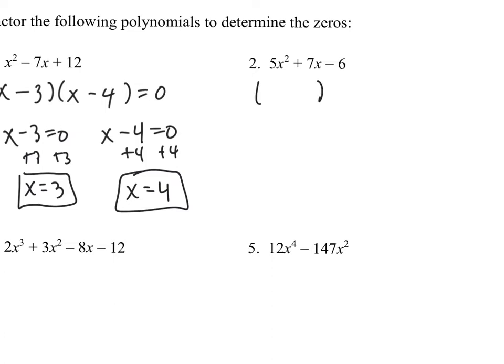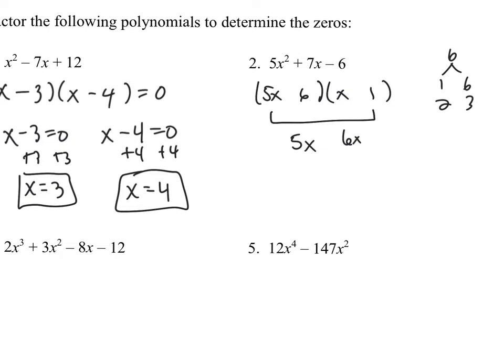Also factor this one, so 5x squared, to get 5x squared, it's going to be 5x and x. And then to get negative 6, we've got a couple options. We can do 1 and 6 or 2 and 3. And so 1 and 6 add up to 7, but the problem is, if we put a 1 here, that's going to be 5 times 1, which would be 5x. And a 6 here, that would be 6x. That's not going to give us 7x when we add those together. So if we switch the 6 and 1 around, that's not going to work either.